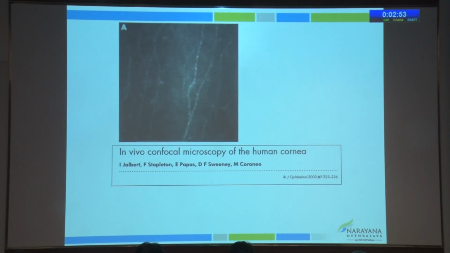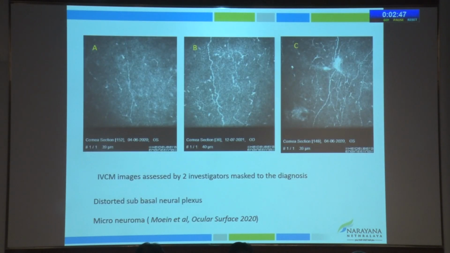So as an example, this is a picture of a normal nerve plexus, where you see these 3 pictures are all from dry eye patients where the long nerve fibers are fewer, they're broken up into short bits, there are lots of dendritic cells, and the ends of the nerve fibers are swollen, causing microneuroma. Microneuroma is a formation that is known to be significant in neuropathic corneal pain.